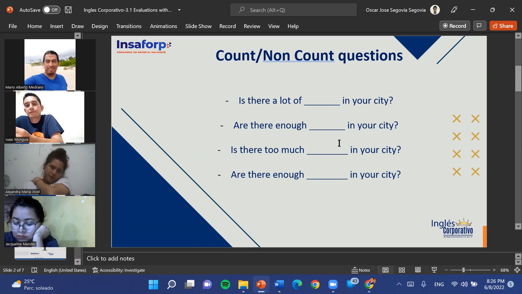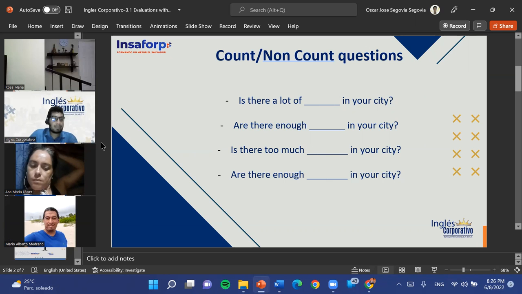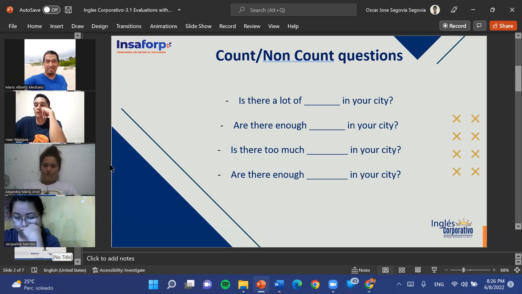Y de esa forma ahora Isaac tendrá la palabra. Isaac le puede preguntar a Jacqueline. Jacqueline, is there too much water pollution in your city? Digamos, sí, contaminación en el agua, ¿verdad? En tu ciudad. Pueden utilizar otro clase de nouns, si ustedes gustan, pero así será como vayamos desarrollando entonces esta actividad. Ahora, vamos a empezar entonces y a la primera persona que le estaré preguntando será a Alejandra.